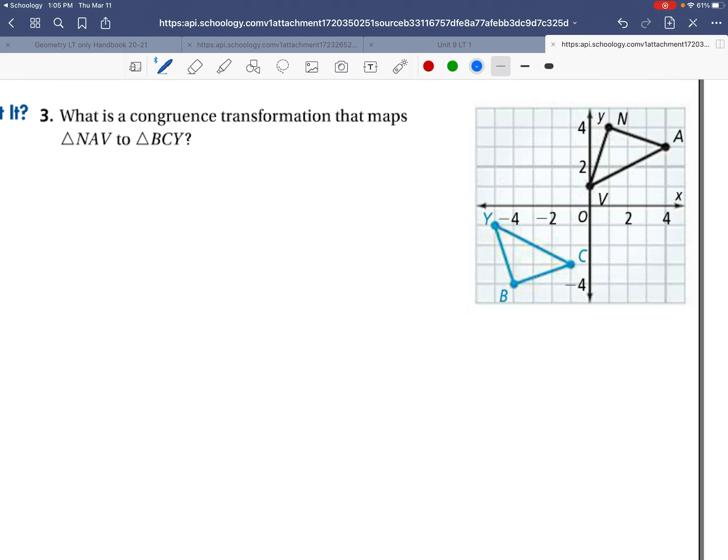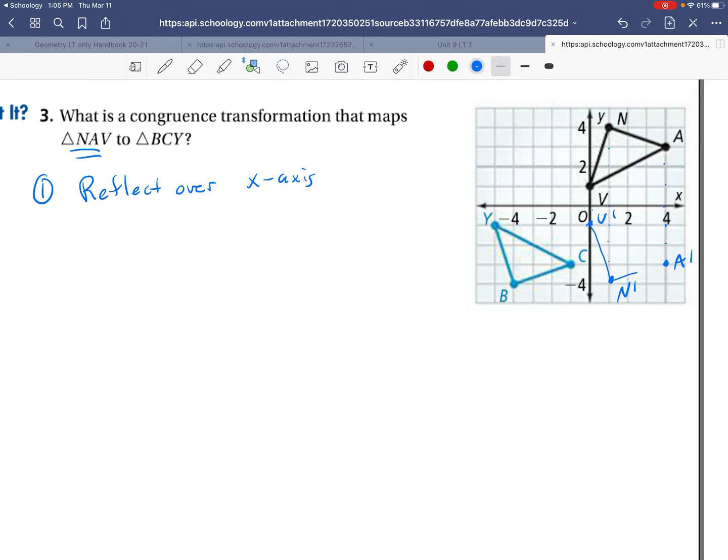So for this one, a sample one, now we're going from NAV, that's my pre-image, to my image. The orientation is different. So there's going to be some kind of reflection or rotation involved here. The first thing I decided to do was to reflect over the x-axis. So that took me NAV, reflecting over the x, 1, 2, 3, 4, N prime went here, A prime here, and V prime here.